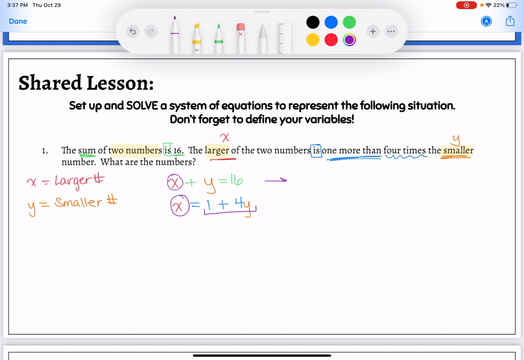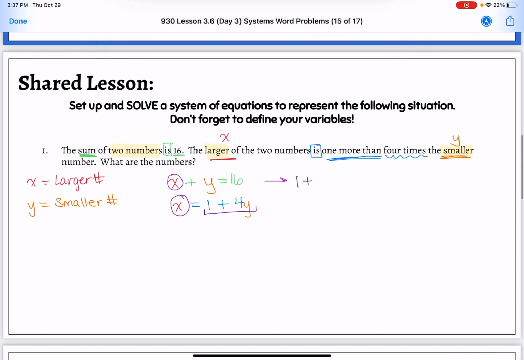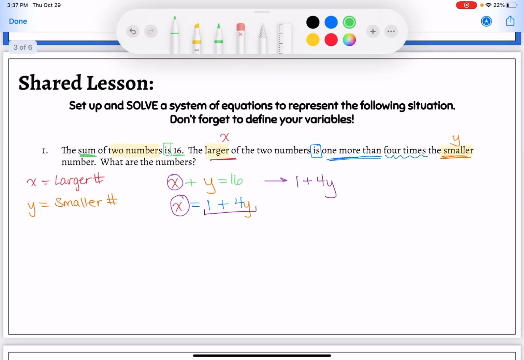So it's going to become 1 plus 4y plus y equals 16. I'm just plugging in the 1 plus 4y for x in the top equation. Now you could put it in parentheses. We distribute the 1 and it would become exactly the same thing.